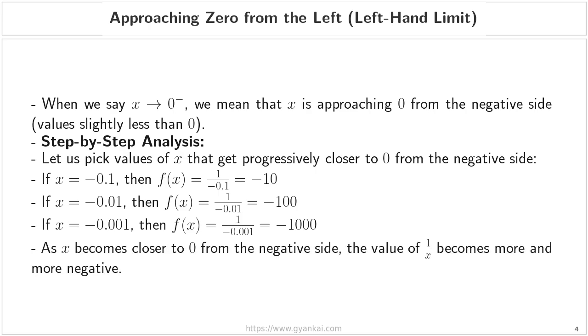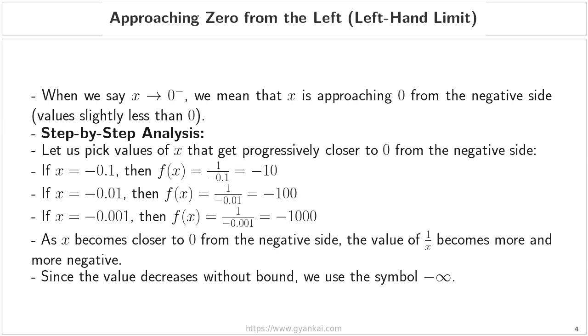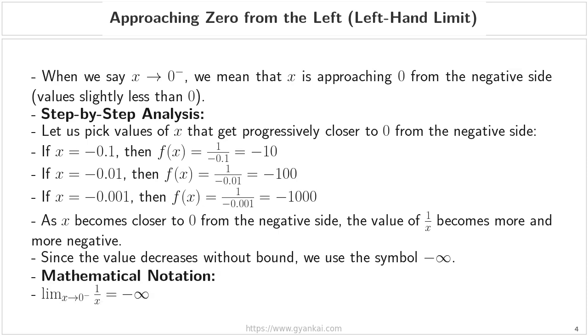Notice the trend here. As x becomes closer and closer to 0 from the negative side, the value of 1 over x becomes more and more negative. Since this value continues to decrease without any lower bound, we use the symbol negative infinity to describe this behavior. In formal mathematical notation, we express this as the limit of 1 over x, as x approaches 0 from the left, equals negative infinity.